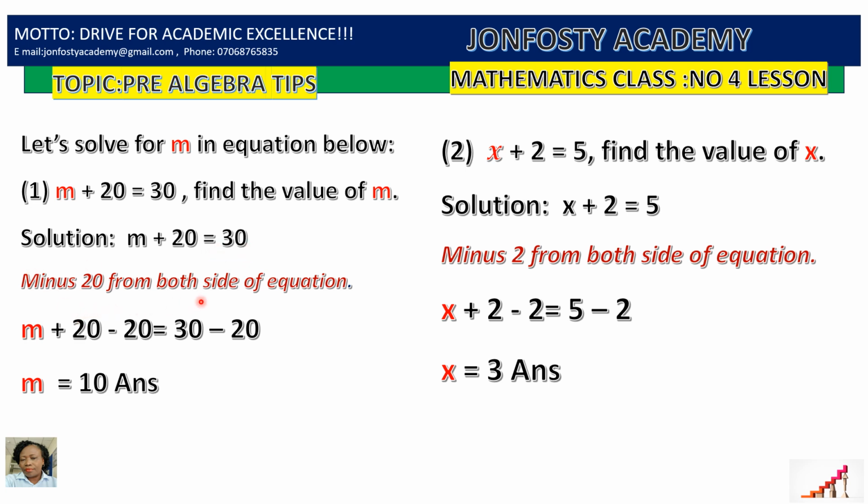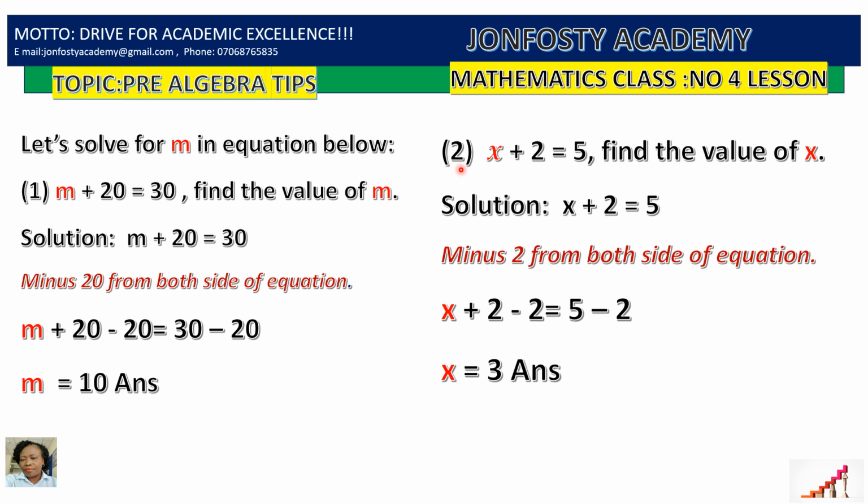Minus 20 from both sides of this equation, and m plus 20 minus 20 will equal 30 minus 20. You see, because in our expression m plus 20, we introduce minus 20 to enable us to eliminate this 20 on this side. And when we do that, m will stand alone. And when we solve the other side of the equation, 30 minus 20, we will get 10. On this note, we will say the value of m is equal to 10.